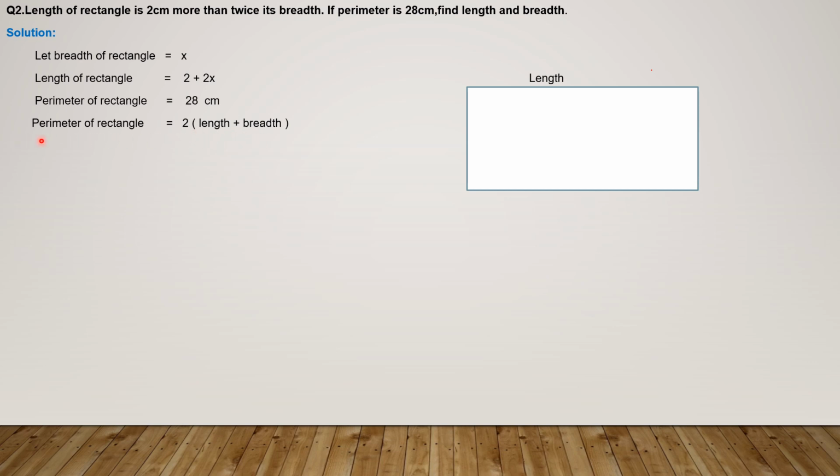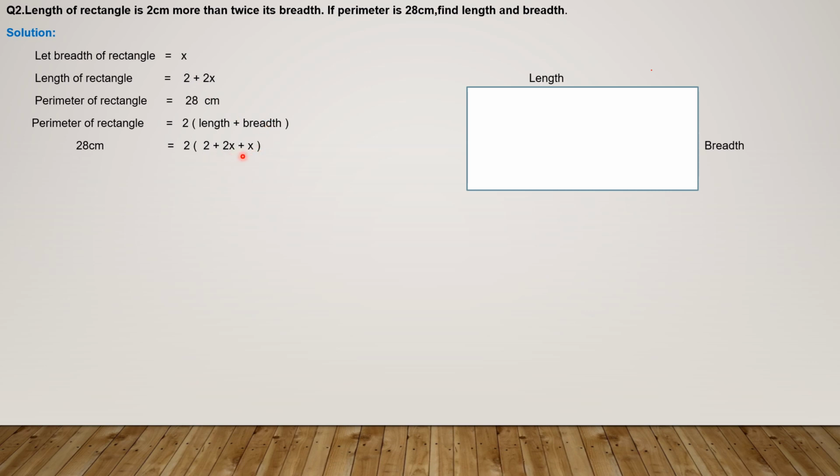Now students, simply put the values in this formula to solve the question. What is perimeter of rectangle? 28 centimeter. So we will write here 28 centimeter. On right side we will write 2 as it is. Now length. Instead of this word length, we will write the length. What is length of rectangle? 2 plus 2x. So we will write 2 plus 2x. Then plus sign. And what did we suppose about the breadth? Breadth is x. So instead of breadth, we will write x.